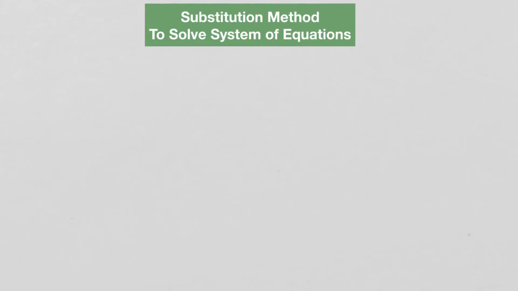Okay, class, in this lesson, I'm going to show you the substitution method to solving a system of equations. In a system of equations, you basically have two variables that you're solving for, and in order to solve for those two variables, you need to have two equations. So let's start with a simple example.